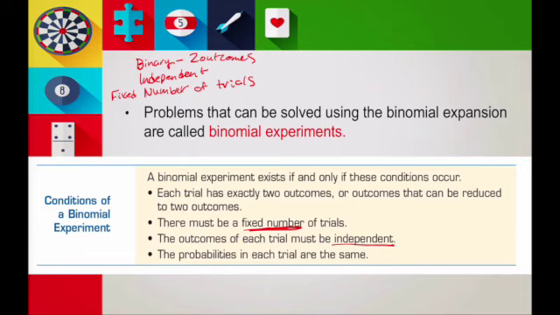And then the probabilities in each trial are the same. The probability of getting heads is always 1/2. You cannot use a binomial for things like pulling cards out of a deck, because then the probability is not the same. Also, those are not independent.